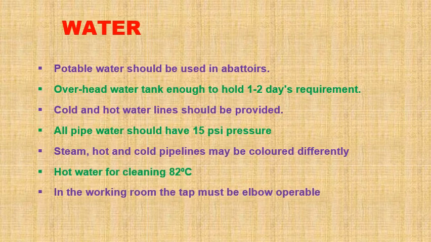Then cold and hot water lines should be provided separately. All pipe water should have about 15 psi pressure. The steam, hot and cold pipelines should be marked or colored differently. Generally the potable water is marked red, and there should be a hot water supply with a temperature of 82 degrees Celsius, used for cleaning or washing of machineries, etc. In the working room, the tap must be elbow operated so that the workers need not touch it with their hand and contaminate the taps. It should be elbow operable.